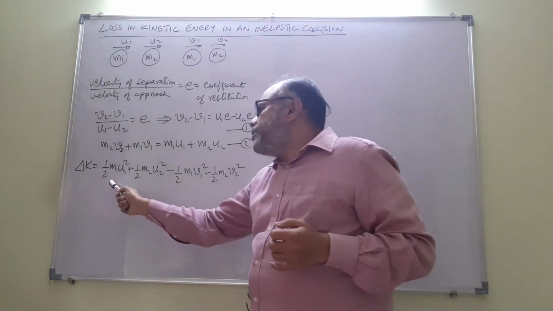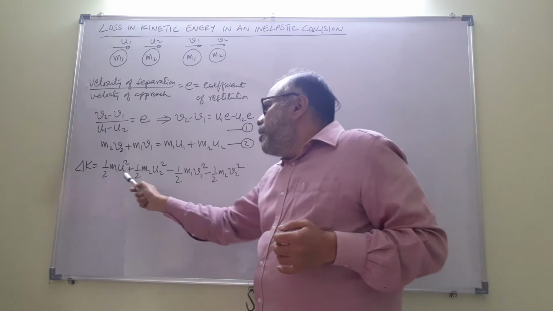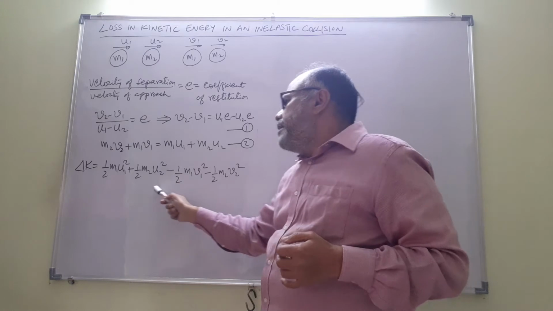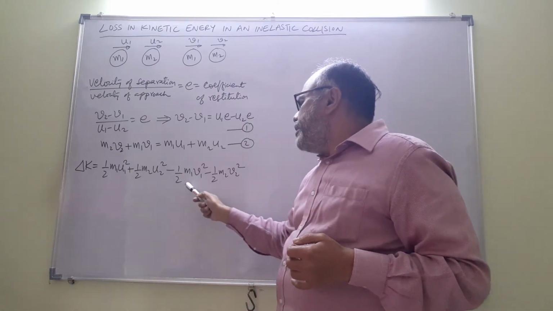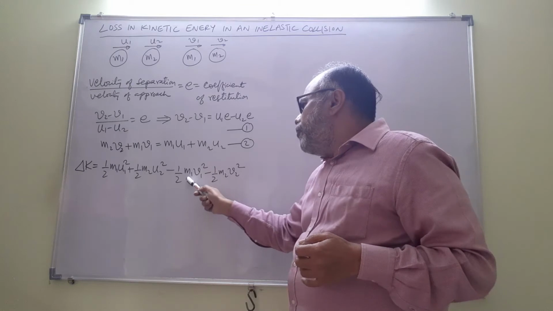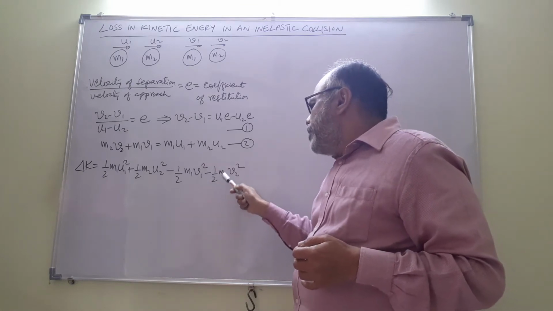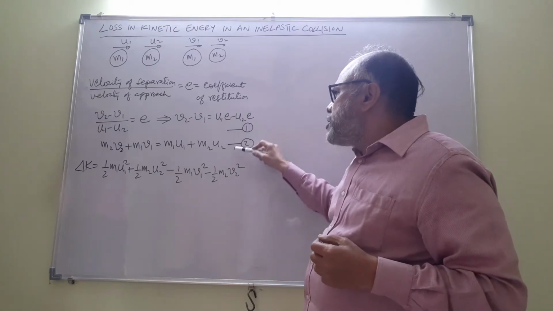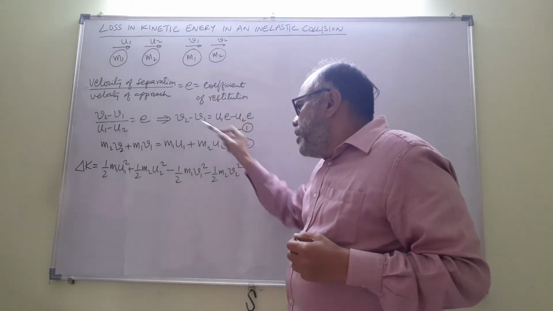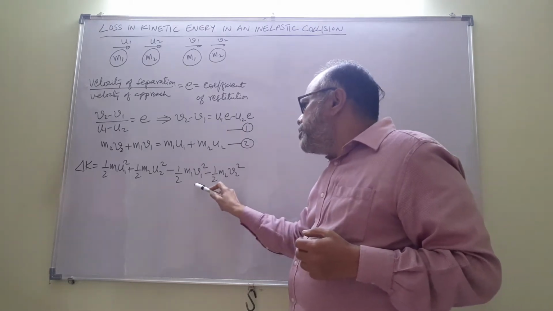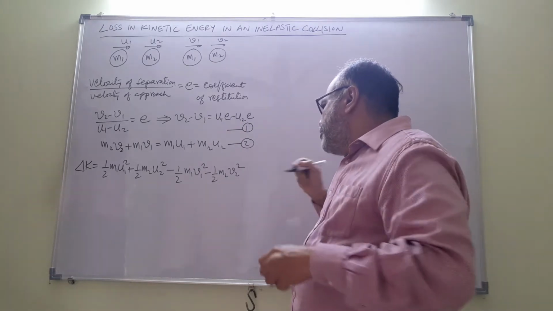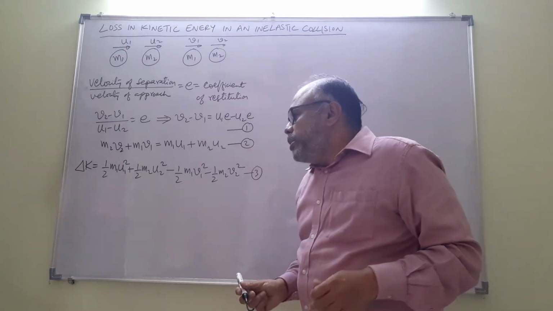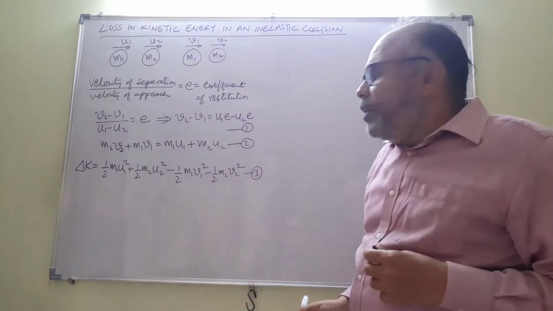Now the loss of kinetic energy is initial kinetic energy, half M1 U1 squared plus half M2 U2 squared, minus the final kinetic energy, half M1 V1 squared plus half M2 V2 squared. So what we shall do is solve these two equations for V1 and V2 and substitute V1 and V2 in this equation, the third equation, to get the final expression.